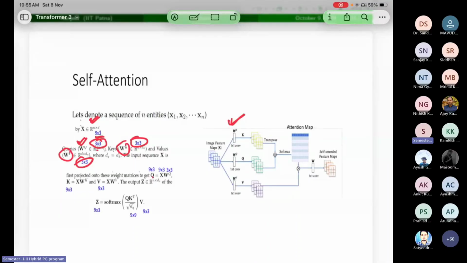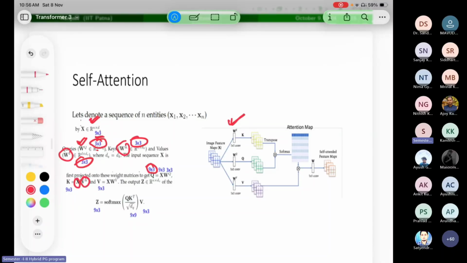So q is 9 by 3. You calculate q using x into wq. X is 9 by 3, and wq is defined as 3 by 3, so you are going from same size vector to same size vector. So 9 by 3 into 3 by 3, if you multiply it, you will get 9 by 3. Similarly for k, x is 9 by 3, this is 3 by 3, you will get 9 by 3. Similarly for v, 9 by 3, 3 by 3, you will get 9 by 3. So these are the q, k and v you got, and then you apply the same formula.